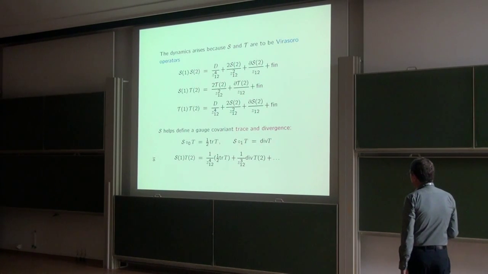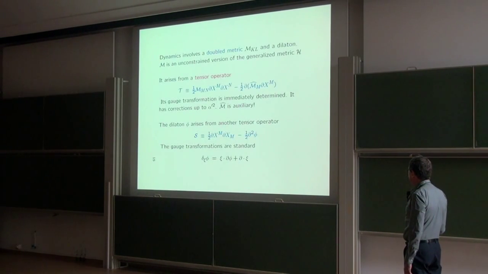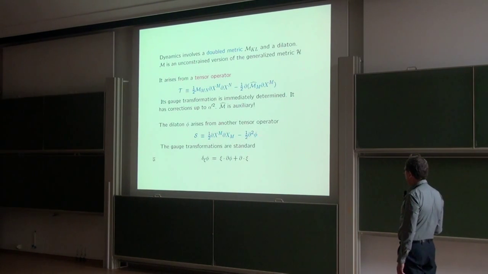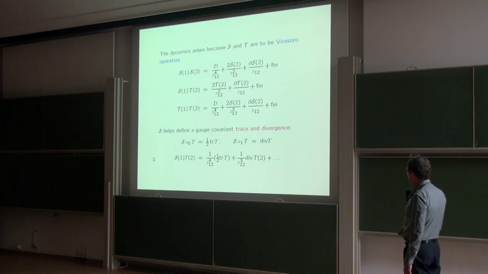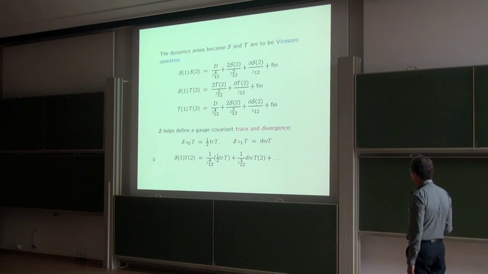Now, remember we defined products, and the S field, the one that contains the dilaton, is a very special object, contains the eta metric and the dilaton. And it helps you define, if you take a product of a tensor with S, and it should be a scalar, it constructs a scalar out of the tensor, and it's what we call the trace. It begins with an ordinary trace, and then it has higher derivative corrections. If you want to construct an object of weight 1, that's the divergence of the tensor. It begins as the divergence and has higher derivative terms.